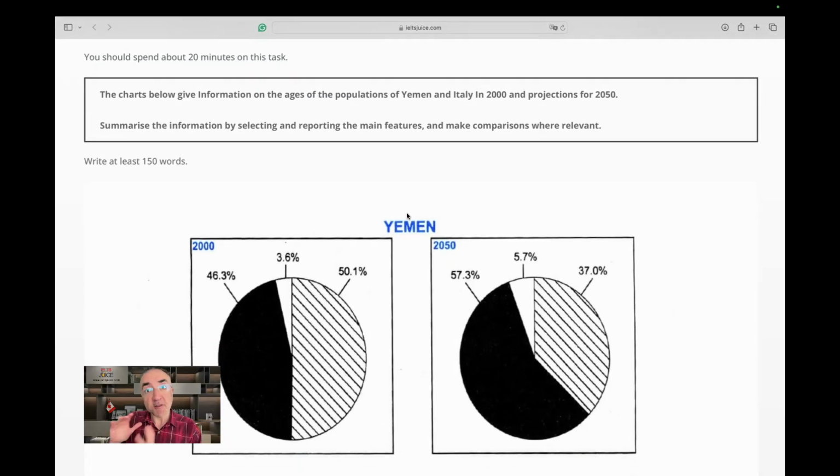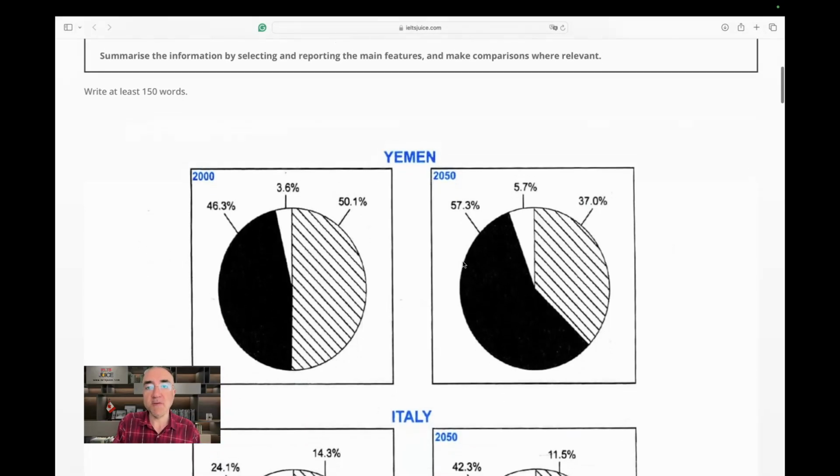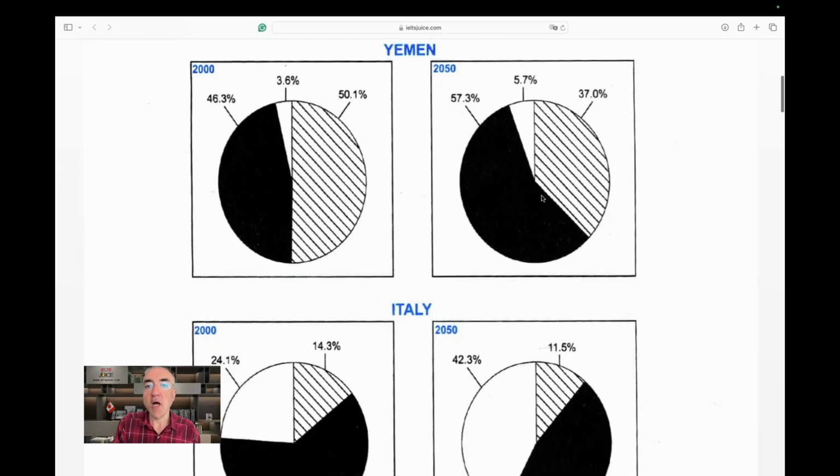And then in another paragraph, we are going to focus on the future, 2050. And then we will compare the items in 2050. That is a good approach.